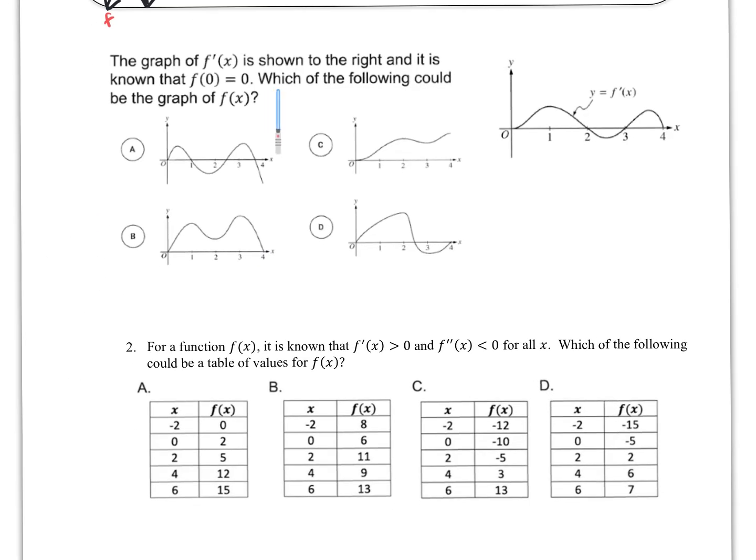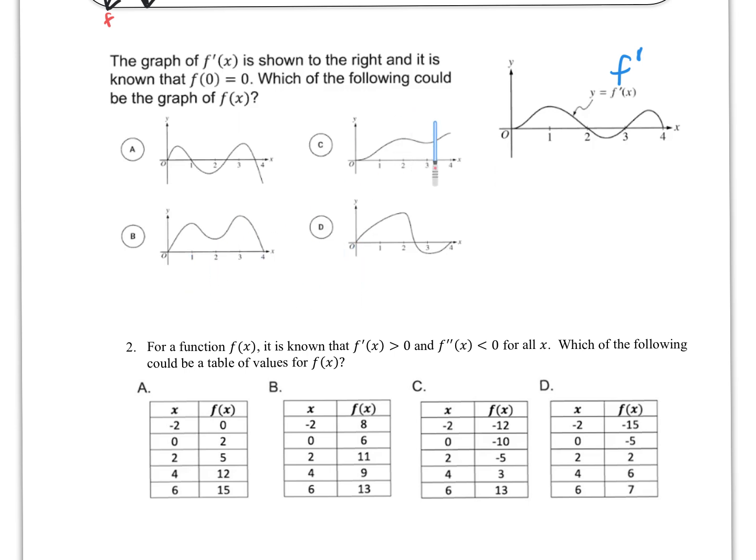I said, hey, f prime is shown on the right. This is really important. This is f prime, and it is known that f of 0 equals 0. So my function goes through 0, 0. Which of the following could be the graph of f? F has the point 0, 0. Do you agree if these are f, they all start at 0, 0? So that's not really going to help me.